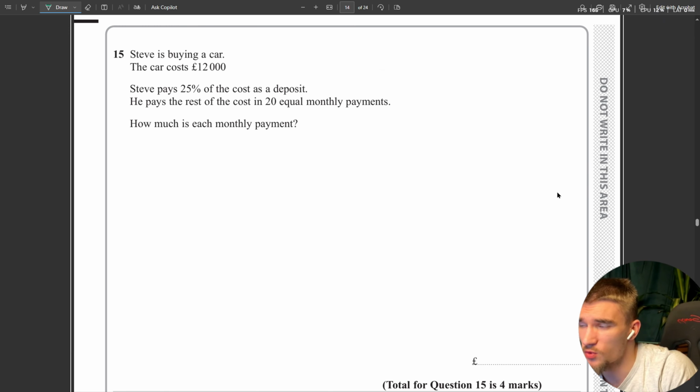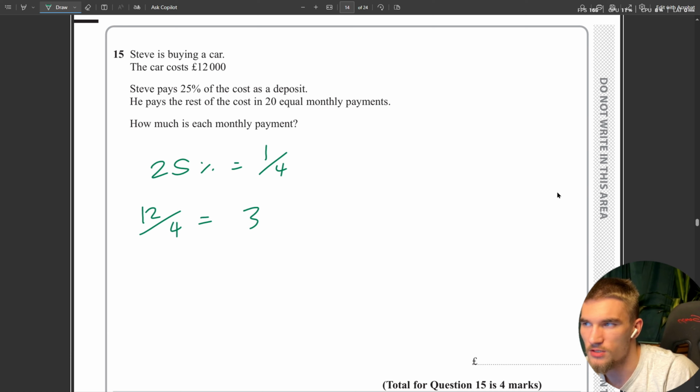So he pays a 25% deposit, right? So he's going to pay off 25% of the car straight away. So let's figure out what that is. I know 25% is a quarter, right? So it's a 1/4. So I'm just going to do 12 divided by 4, which is 3. So I know that a quarter of 12,000 would be 3,000. He's already paid off 3,000.